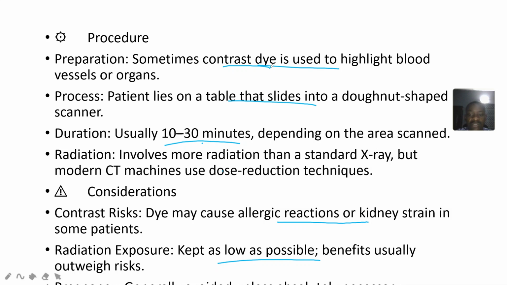Then radiation energy is used, which is more than the standard X-ray. So that's one of the disadvantages. But the person handling the scan should always make sure that the patient is not exposed to too much radiation, right?